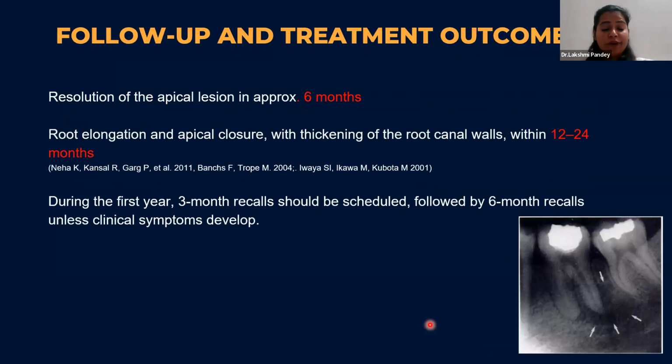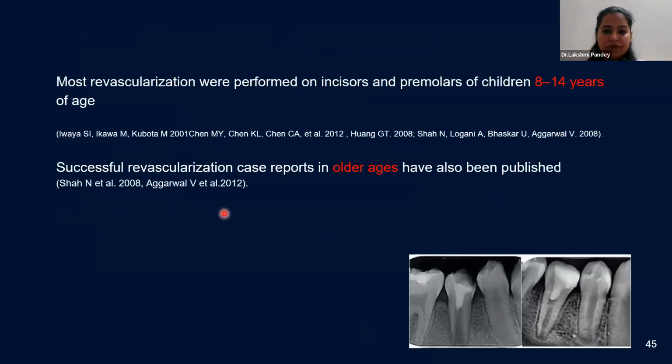Then the most important part that comes: you do a procedure, everything was excellent. But how do you know that your procedure is a success? It's the follow-up and the treatment outcome. Resolution of apical lesion is mostly seen in 6 months. Root thickening and closure is 1 to 2 years, 12 to 24 months. During the first year, you should call the patient at 3 months, then 6 months, then 12 months, then 24 months. So you have to keep a follow-up, which plays a very important role.